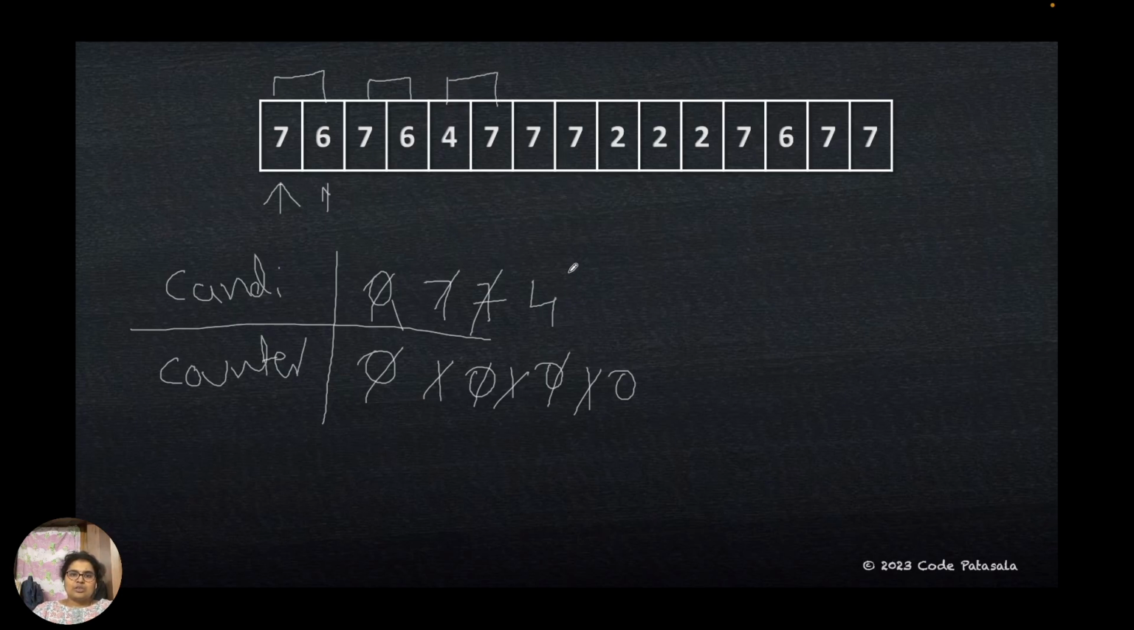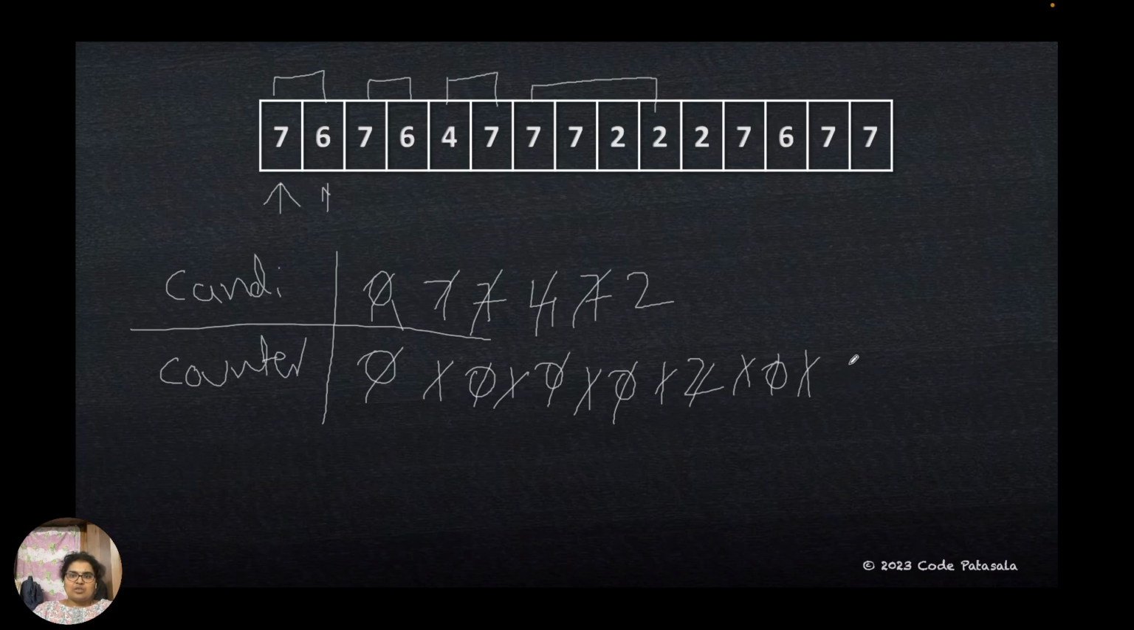At this point again counter is 0. So we pick a new candidate and change the counter to 1. Then next one is again same as this one, so the counter becomes 2. The next two are not same as the candidate, so the counter will decrement twice. So again these 4 cancelled out. Now our new candidate is 2 and counter is 1.